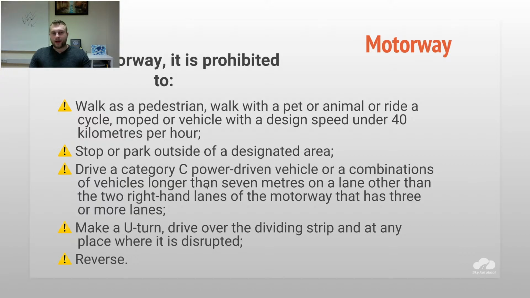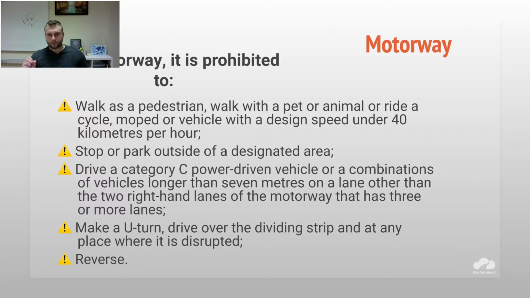Another prohibition: driving a category C powertrain vehicle or a combination of vehicles longer than 7 meters on a lane other than the two right-hand lanes of a motorway that has 3 or more lanes. If we simplify this rule, if you are driving a truck, or if you are driving a car, even a B category car, with a trailer, you cannot use the maximum left lanes. You can use only the first 2 lanes on the right. That's it.